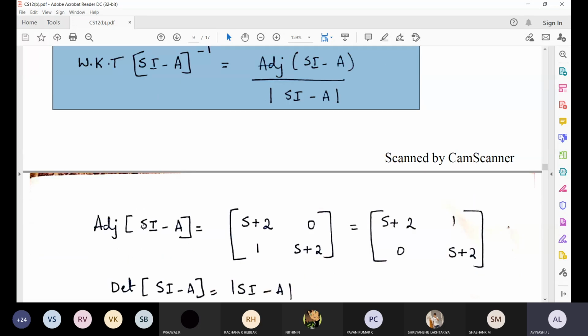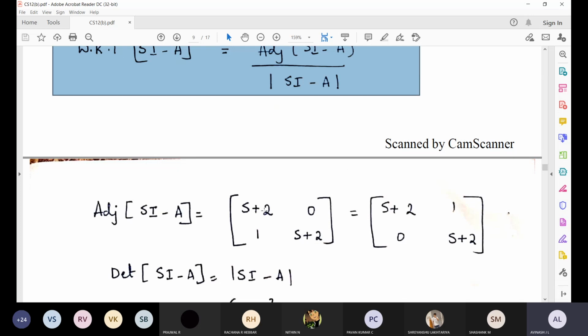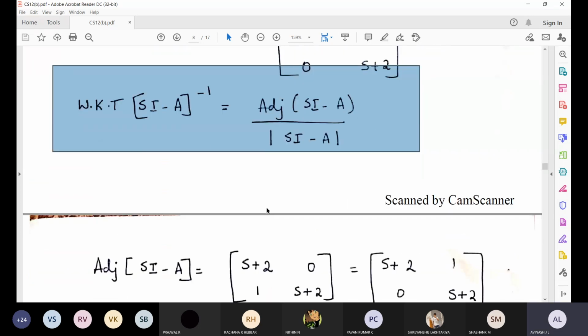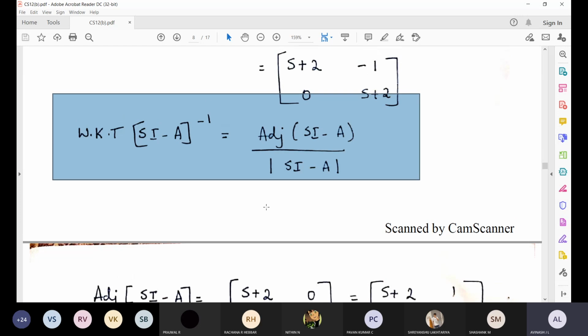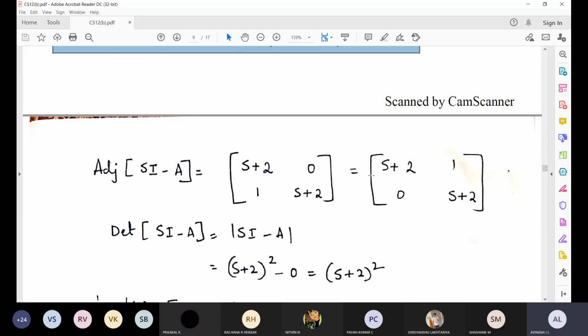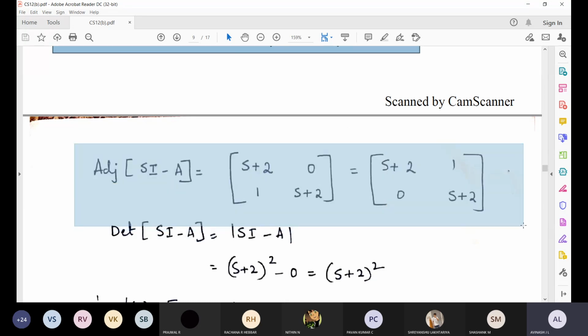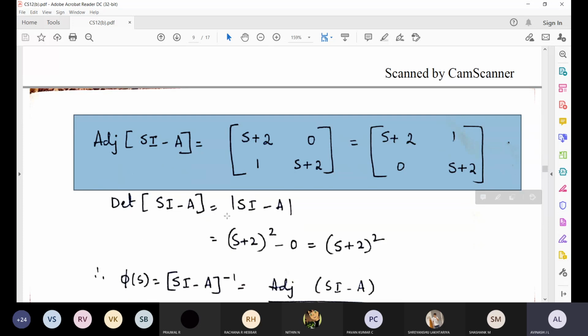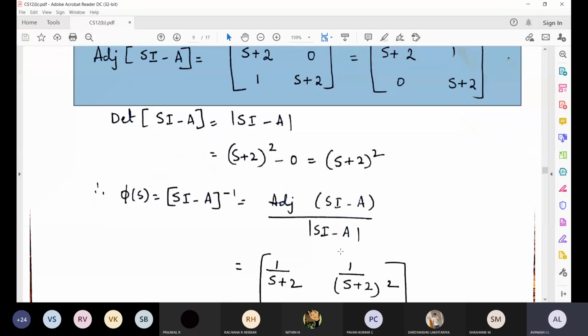So how to find the adjoint? Adjoint of (sI - A) will be equal to what? We need to find out this particular adjoint. So here we need to do the reverse way, cross multiplication. It will result in this particular value, that is s + 2, 1, 0, s + 2. If you find the determinant value, you get (s + 2) whole square.